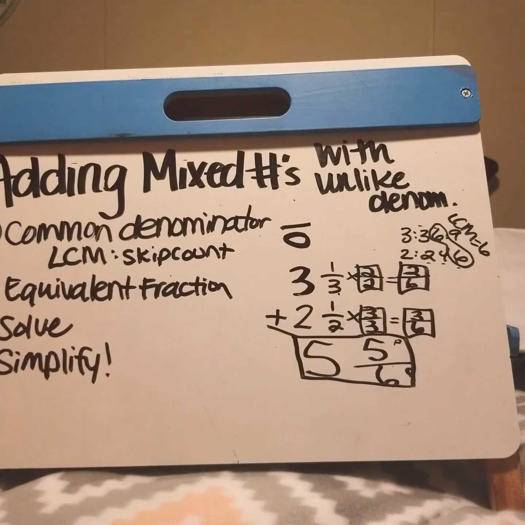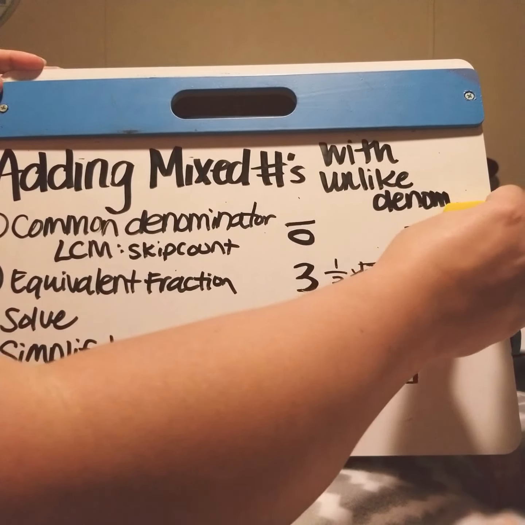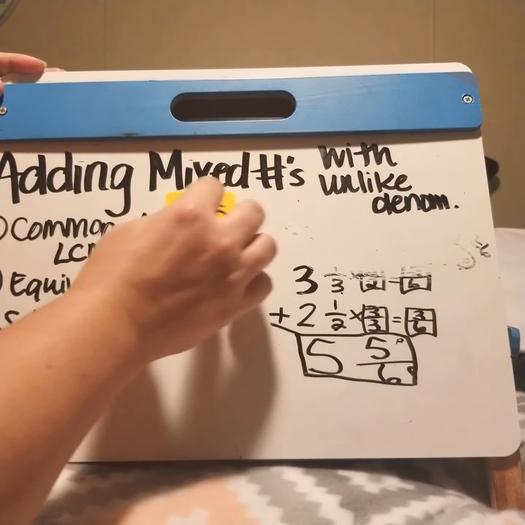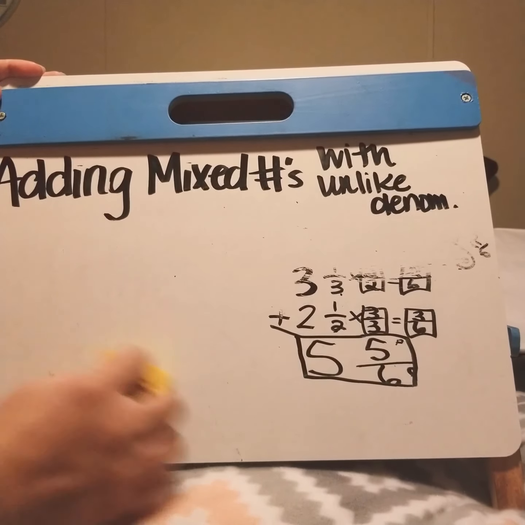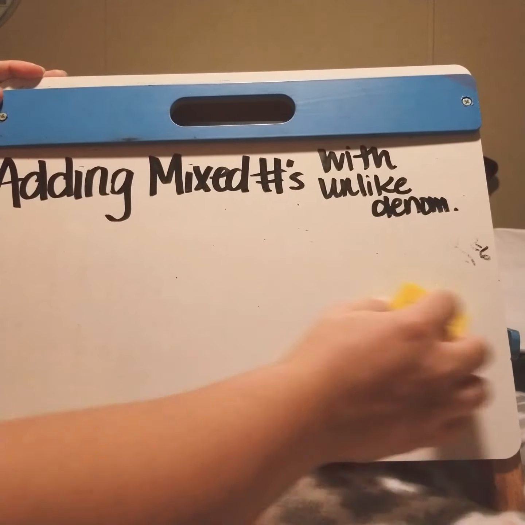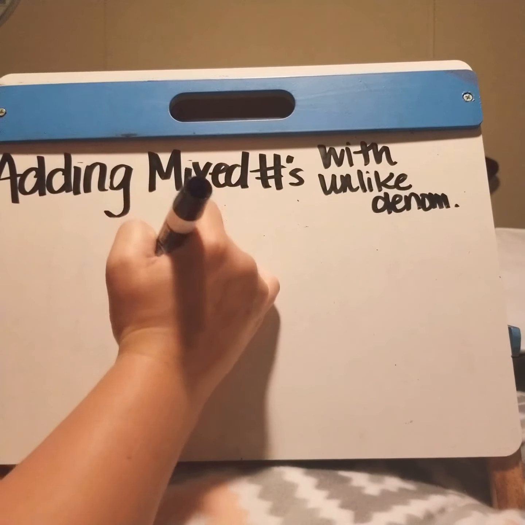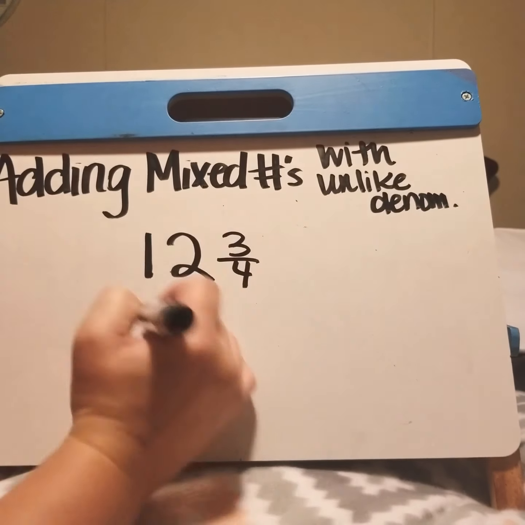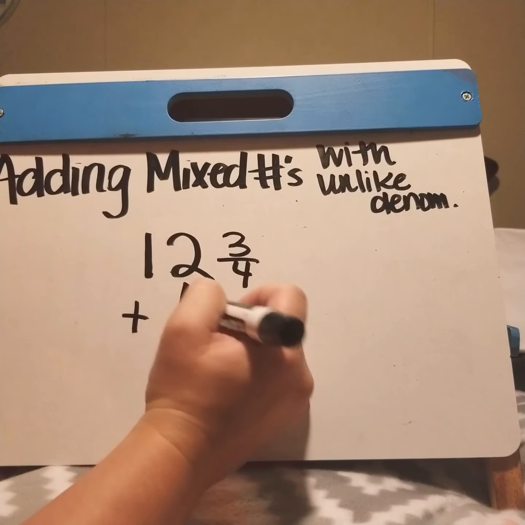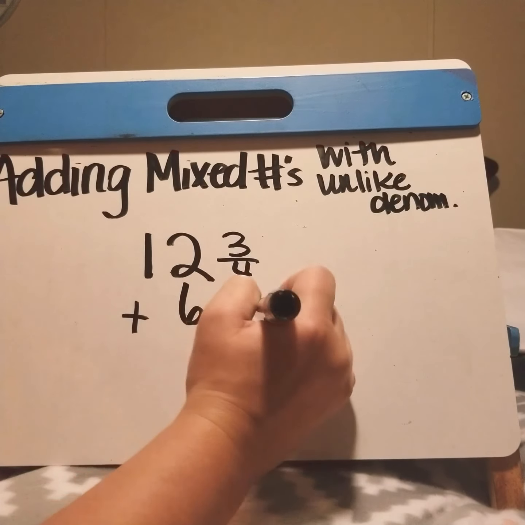Okay, so that was a simple problem. Let's try another one. I'm going to erase all of my steps because we know those already. If not, you can always rewind. Okay, so let's try 12 3/4 plus 6 7/8.